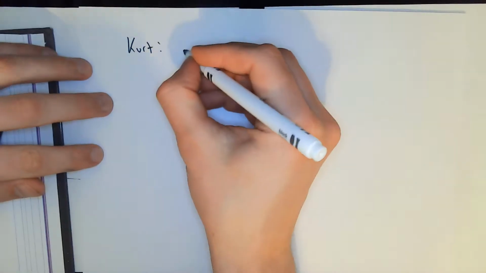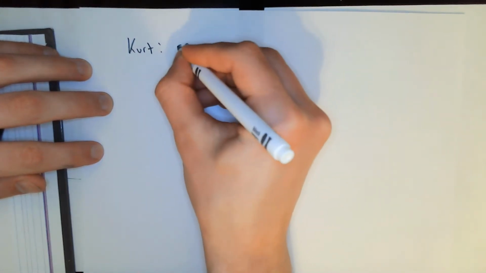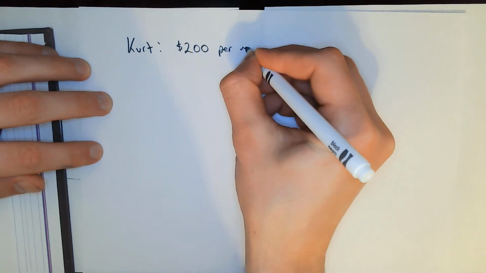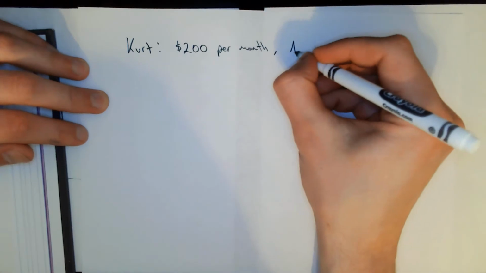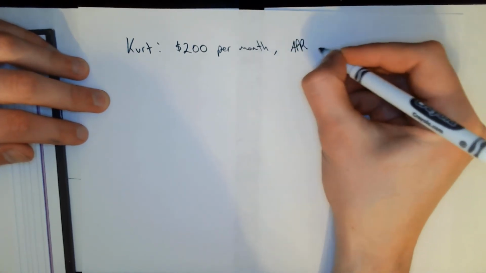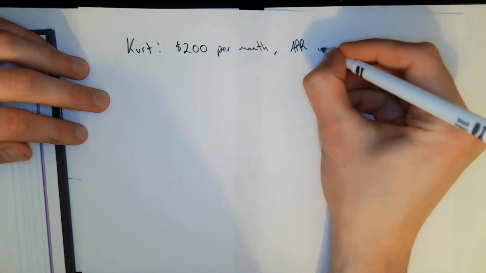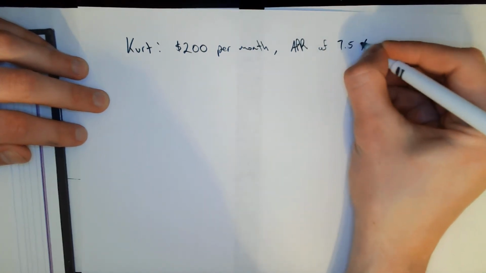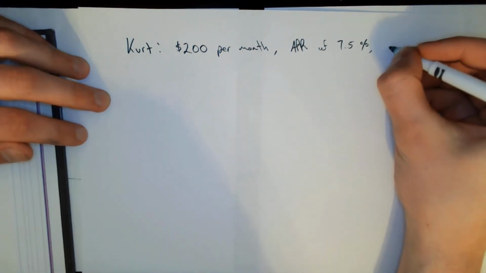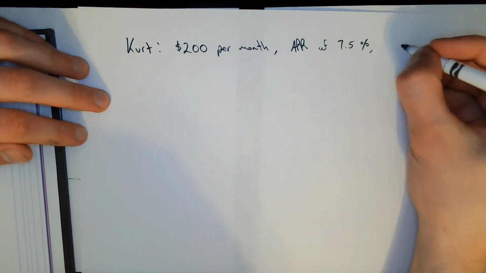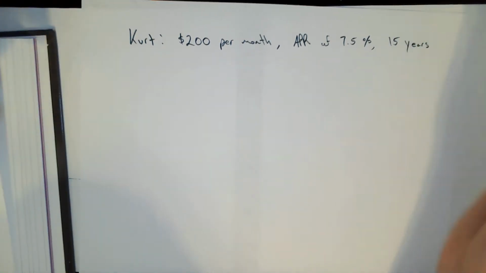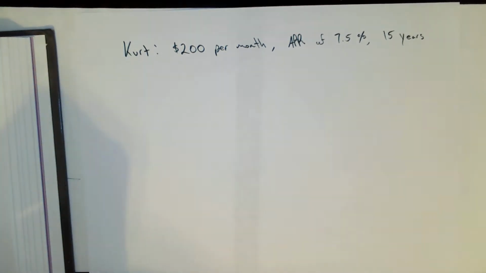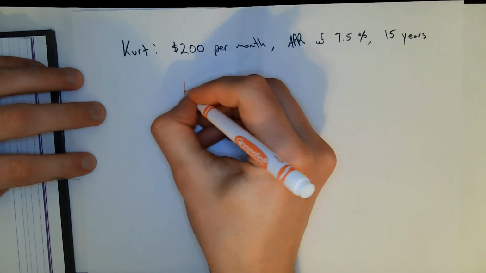His payment is $200 per month, with an APR of 7.5%, and it's 15 years. I'm just going to paraphrase all this. And then he stops and never makes another payment again. He just lets the money sit there. Let's calculate his future value.